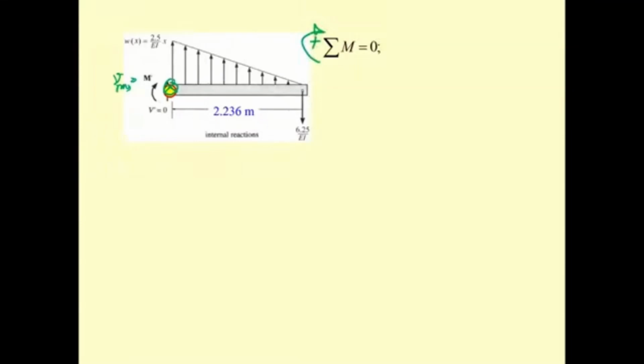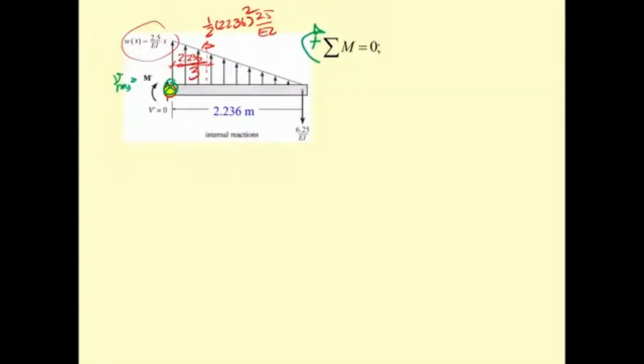So if you may recall, you have this as the area. Okay, and this is going to be what? 1/2 of 2.236 times this 2.5 divided by EI and times x. This is going to be squared. And what is the location of it? The location of it is going to be here. That is going to be 2.236 divided by 3, right?